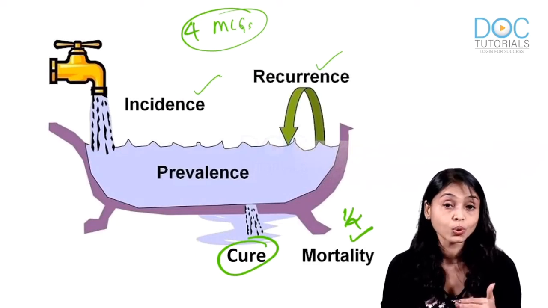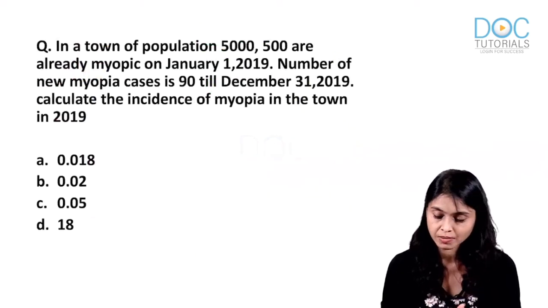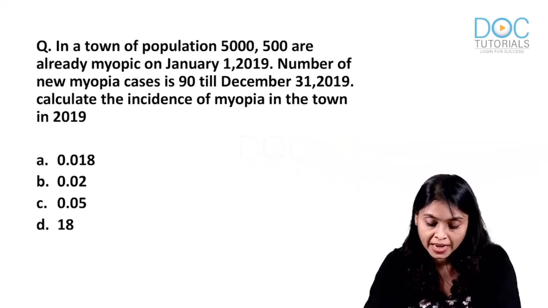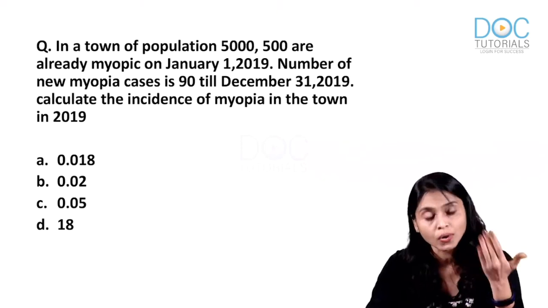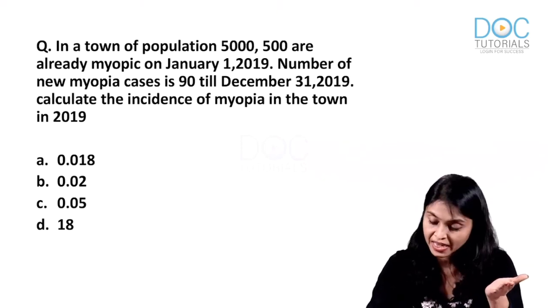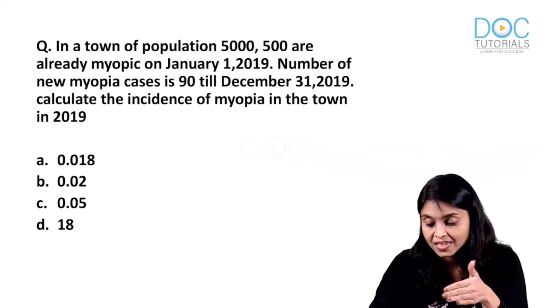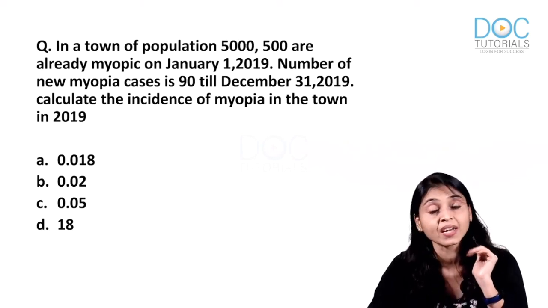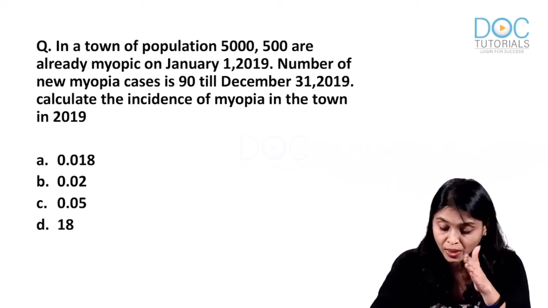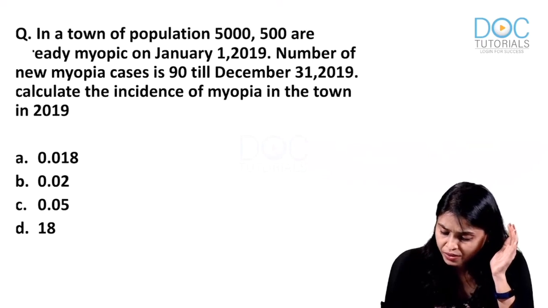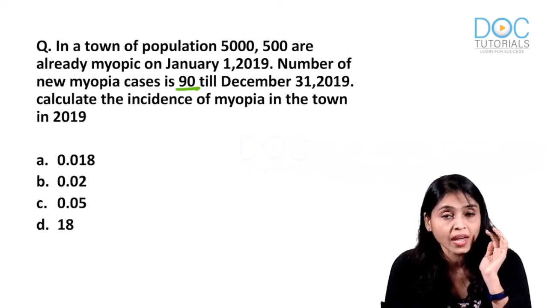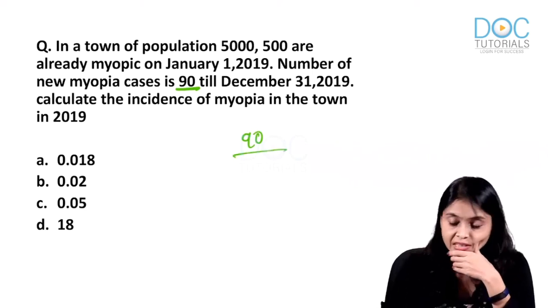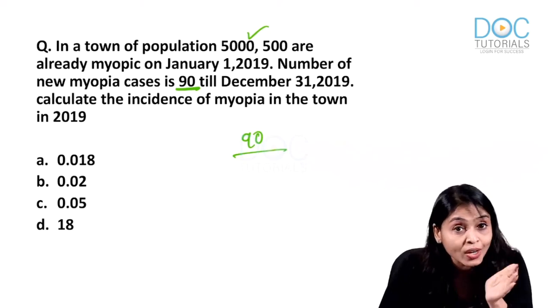Now let's see how to solve some problem-based questions. Very simple. Just one question. You'll get something similar to this. In a town of population 5,500, 500 are already myopic on Jan 1, 2019. Number of new myopia cases is 90 till December 31, 2019. Calculate the incidence of myopia in the town 2019. What is the formula? Number of new cases. There is no doubt new cases are already given. It is 90. So it is 90 divided by, what do you want to put in the denominator? Is it 5,000? 5,000 is total population.